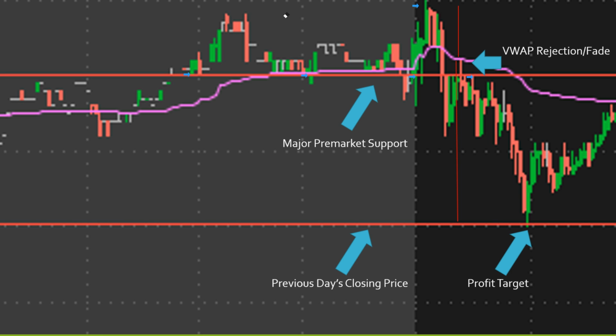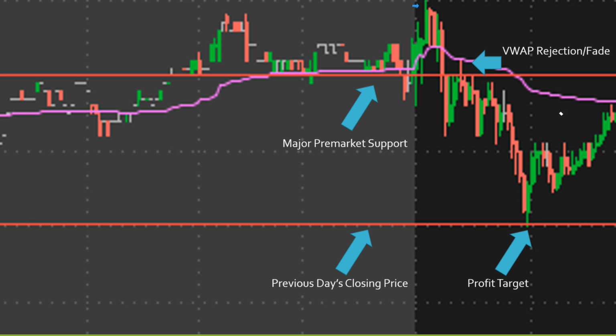And again, you can see when it actually does bounce up here. Let me erase some of these. When it bounces up here and gets rejected at that VWAP, the major support in pre-market holds as resistance right here, and that keeps it down. Since it's kind of void of any major support or resistance right here, you have a very obvious profit target. Where? At the previous day's closing price.